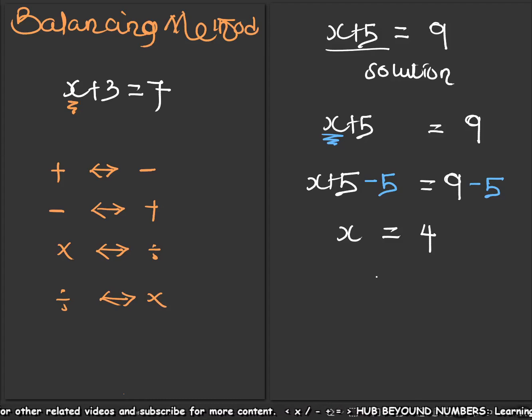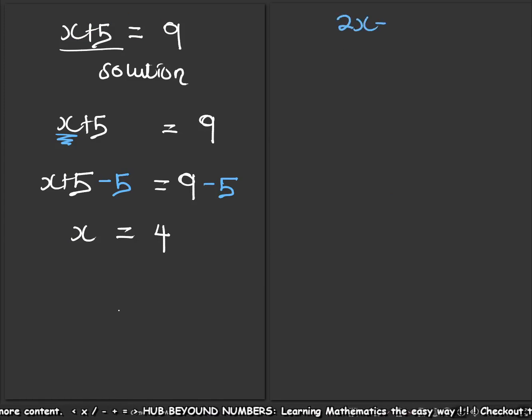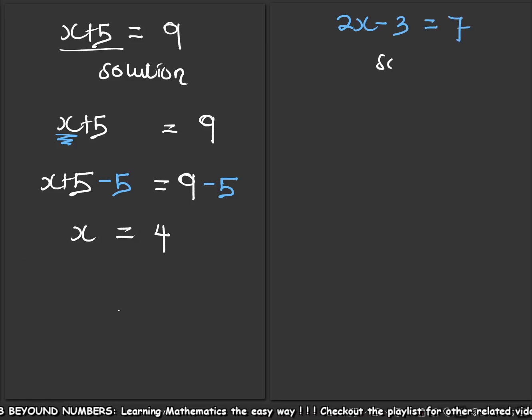Let's take some few more examples to enhance our understanding. So we have 2x minus 3 is equal to 7, right? So we identify our variable.